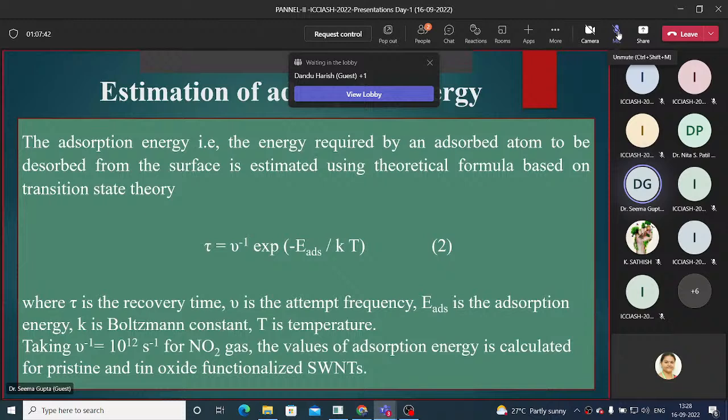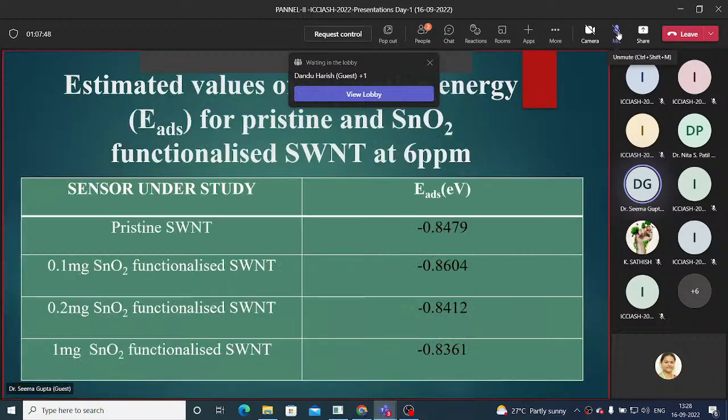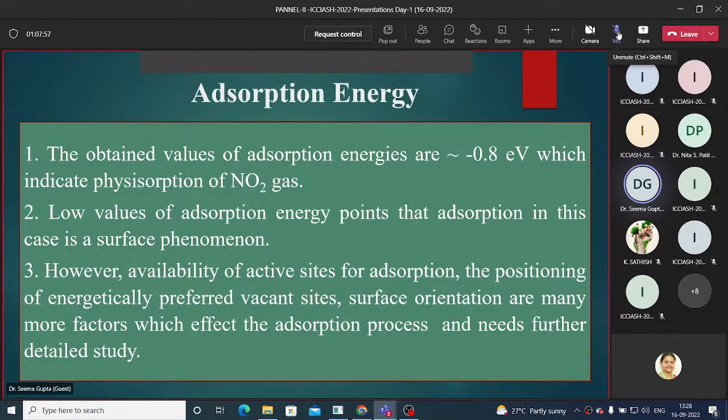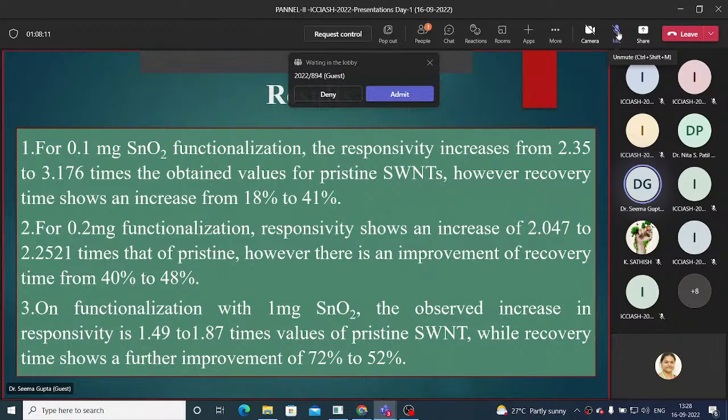Then we also estimated adsorption energy using the formula that is shown on the screen. Estimated values of the adsorption energy come out to be of the order of minus 0.84 electron volt. Low value of adsorption energy points out that adsorption in this case is a surface phenomenon. However, availability of active sites for adsorption, the positioning of energetically preferred vacant sites, and surface orientation are many more factors which affect the adsorption process.